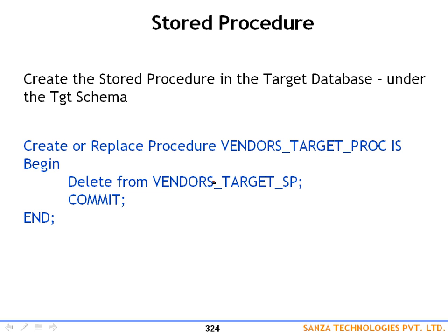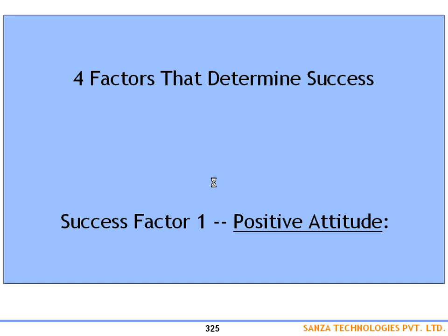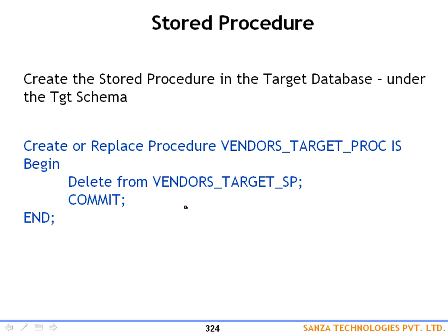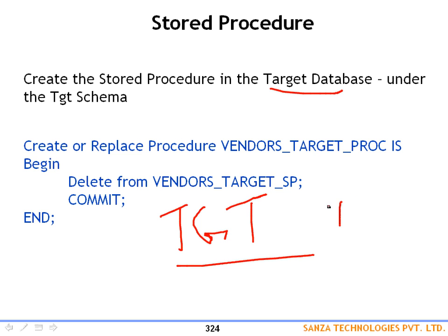Under your user ID password in the target database, you need to go and create a stored procedure. Under your TGT database, you need to create a stored procedure. This is written in the ETL specification document we have provided you. Under the TGT database, that is your target database, TGT underscore URID, and the database string is TGT.